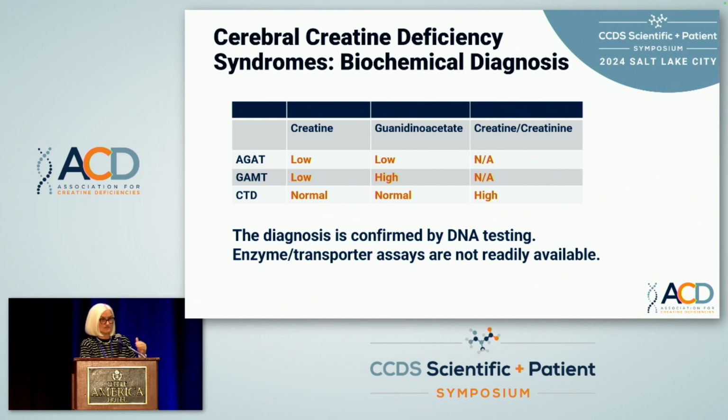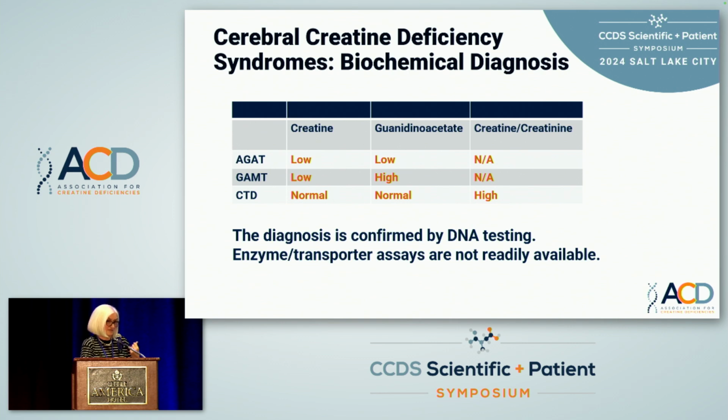GAMT deficiency, second step, guanidino acetate cannot be converted to creatine. Guanidino acetate goes up and creatine is low. So this is true, especially in plasma. We are going to see the example of the newborn with a urine guanidino acetate that was within the normal range. So very reliable, especially in plasma.